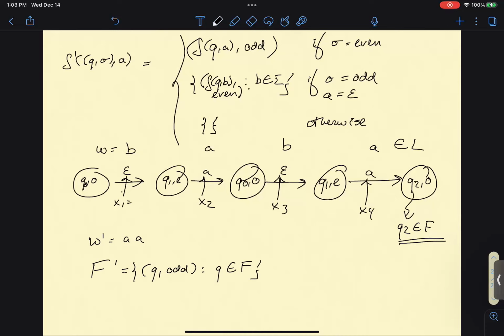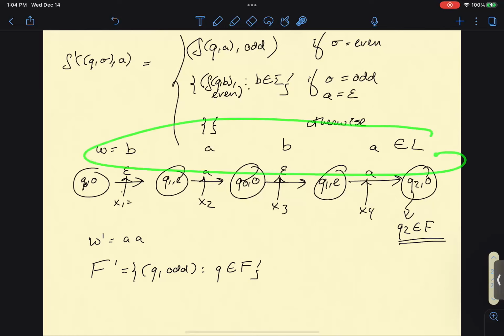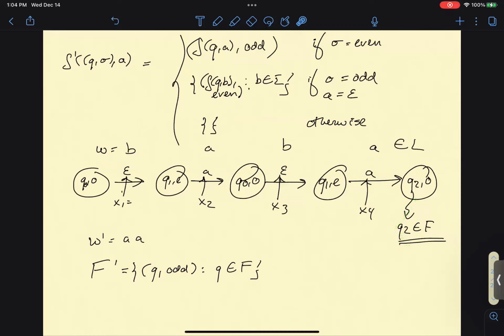So this is the case where the original string was even. If it was odd, there would have been an epsilon here, an epsilon to something else. But what I actually care about reading is the A and the A. And so it doesn't matter if the original string was even or odd. I end up in this state because I'm not actually reading the extra odd letter.